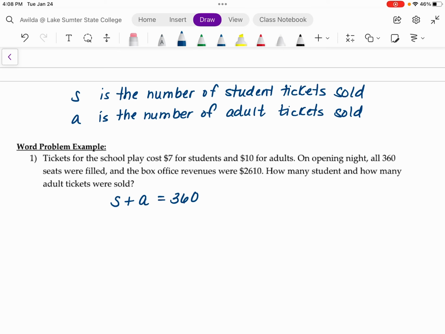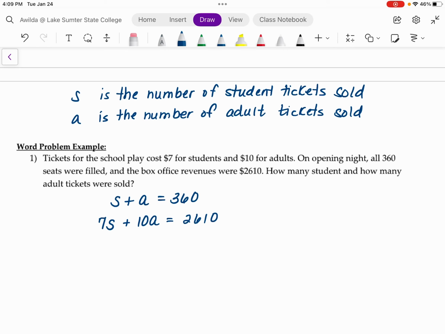Secondly, let's think about the money value. If I multiply the number of student tickets by $7, that'll give me how much money was made from the student sales. Then, if I multiply the number of adult tickets by 10, that'll give me how much money was made selling adult tickets. Adding these two values would then give me $2,610 in total revenues.